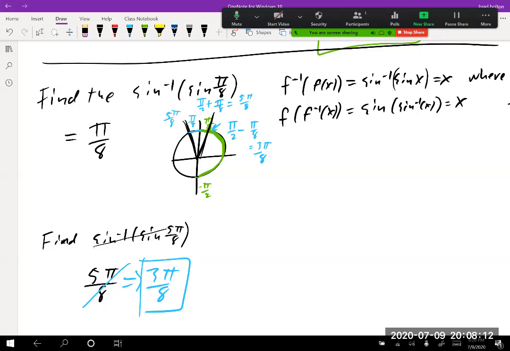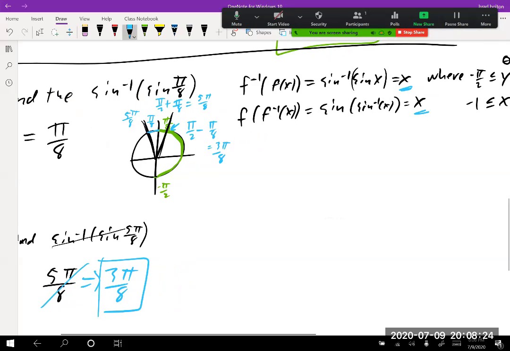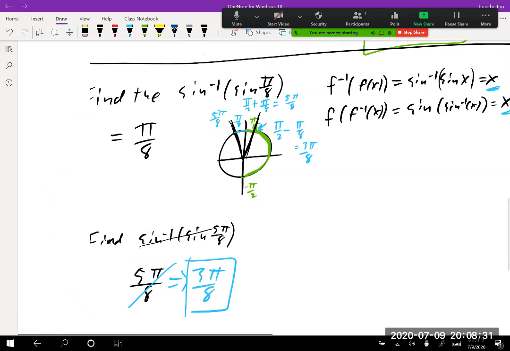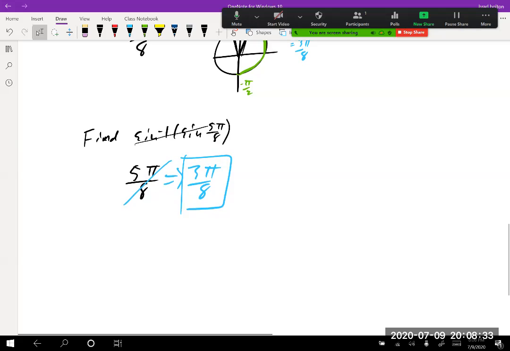You'll see this happen sometimes in the homework where the answer should just be 3 pi eighths, right? Or I'm sorry, 5 pi eighths, because the sine inverse cancels the sine and it says that we get x here or here. But the problem is it says that your answer has to be in between negative pi halves and pi halves. So you have to find an equivalent version of that to get you there, okay?